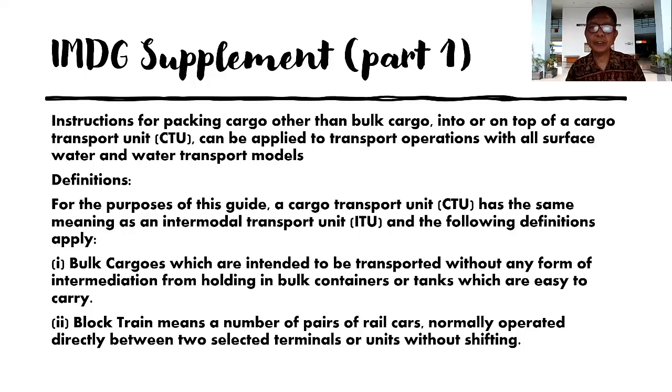And the following definition applies for bulk cargoes, which are intended to be transported without any form of intermediate packaging, held in bulk containers or tanks, which are easy to carry. And the second is block train, which means a number of pairs of rail cars normally operated directly between 2 selected terminals without shifting.